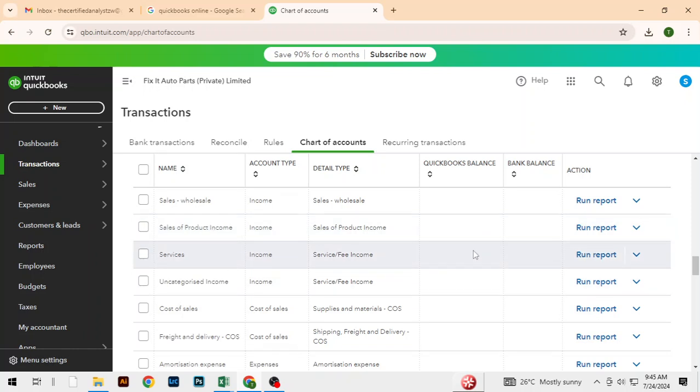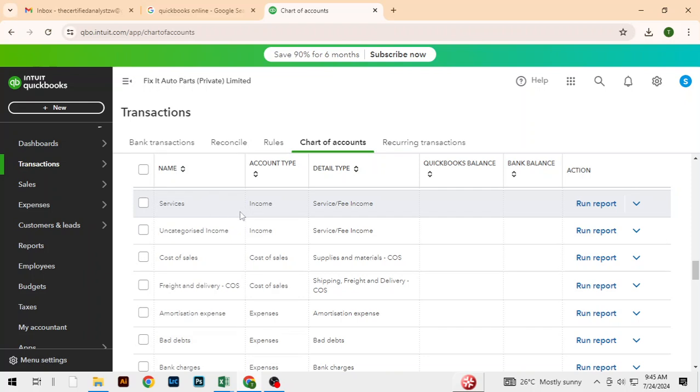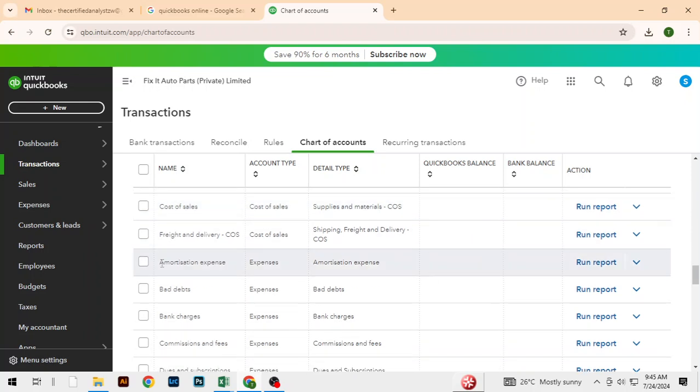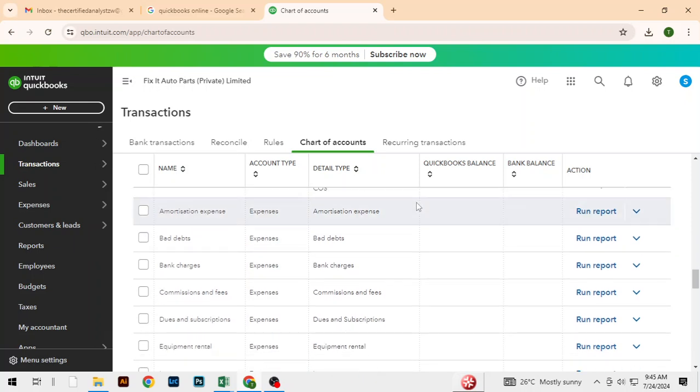Then we've got services. So you use this income account when you are offering some services. Then we've got cost of sales. These are for supplies and materials, freight and delivery. If you're offering delivery charges, you also might use this one. You also have to account freight and delivery charges using this account. Then amortization expense. This could mean depreciation. Okay, because normally it's depreciation and amortization expense. So amortization, you're just amortizing tangible assets.